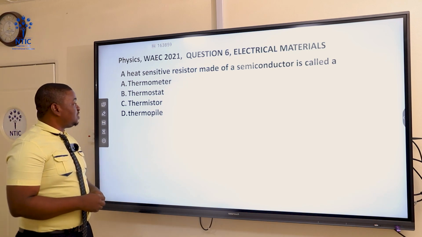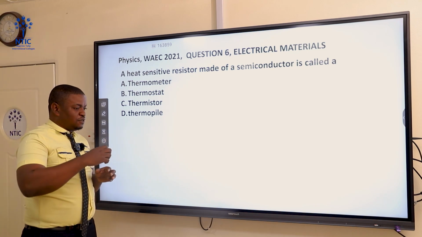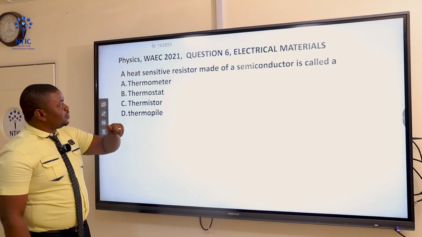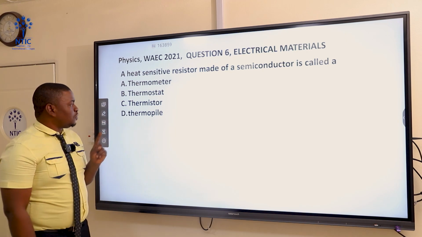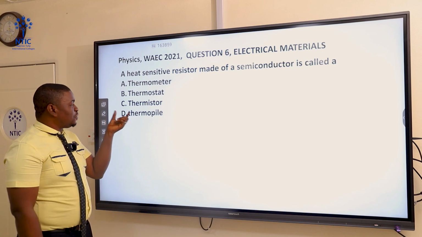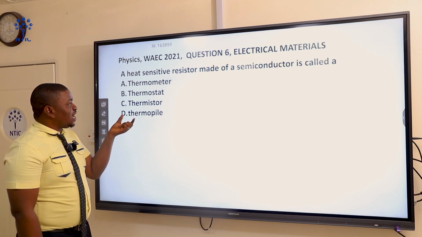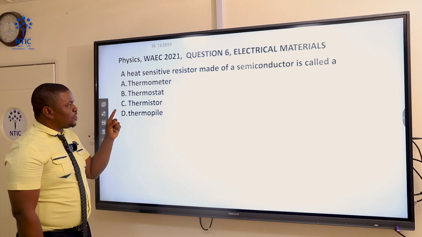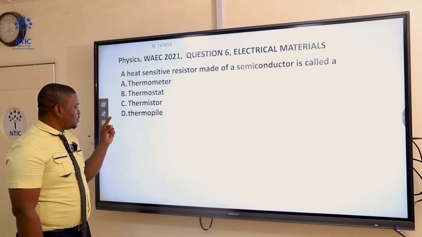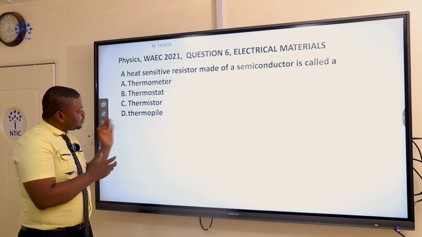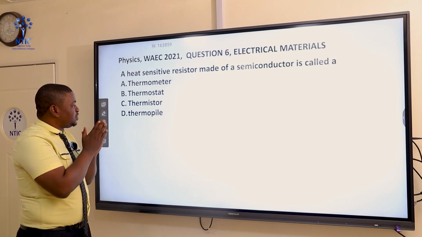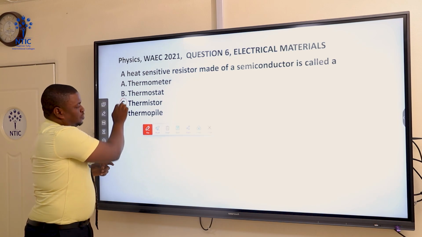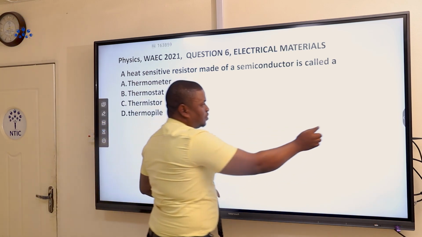Now the next one is a thermostat. A thermostat is a regulator, it's a temperature regulator. Now it's not made up of a semiconductor. Now a thermistor. A thermistor is a semiconductor that regulates what? Temperature. So thermistor is a semiconductor that regulates temperature, while a thermopile is not part of the option. So the correct option here is what? A thermistor. Next question.